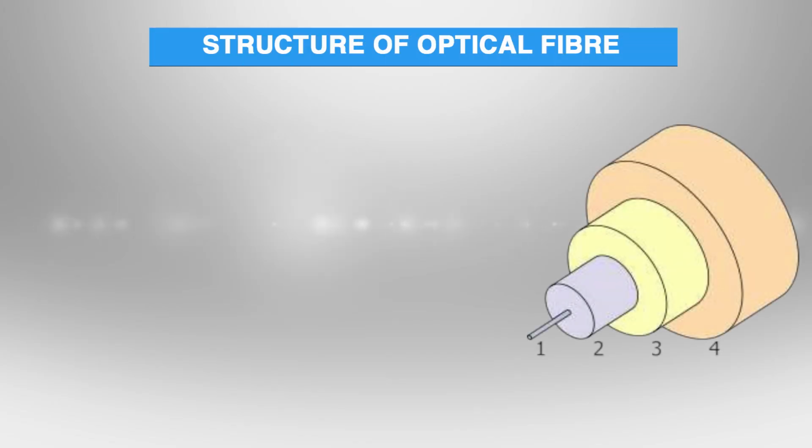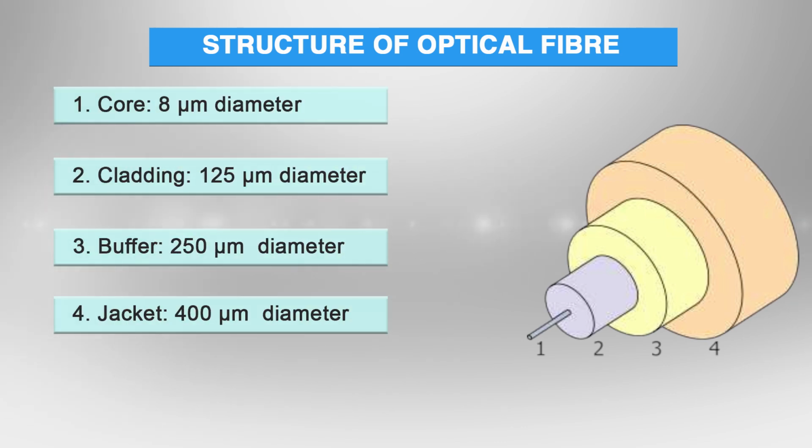Now, let us discuss the structure of an optical fiber. An optical fiber cable consists of 4 parts, namely core, cladding, buffer, and jacket. The core of a fiber cable is a cylinder of plastic that runs all along the fiber cable's length and offers protection by cladding. The diameter of the core depends on the application used.